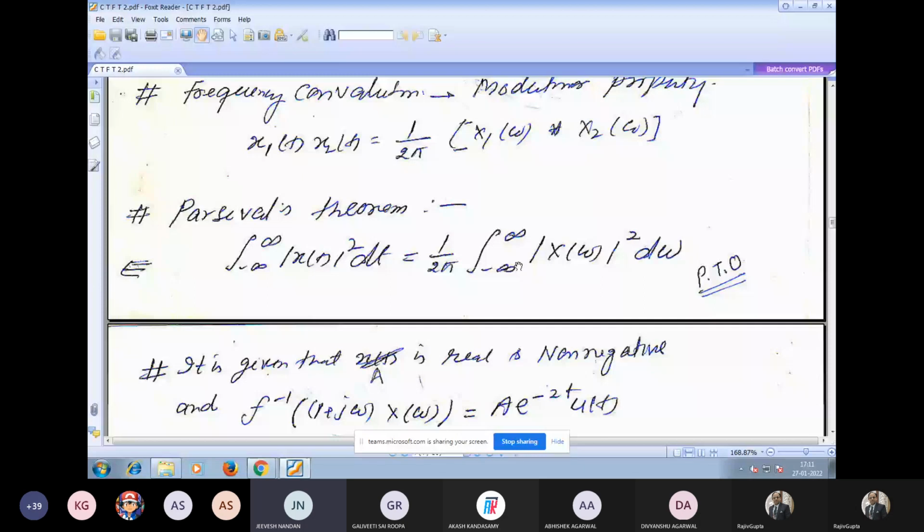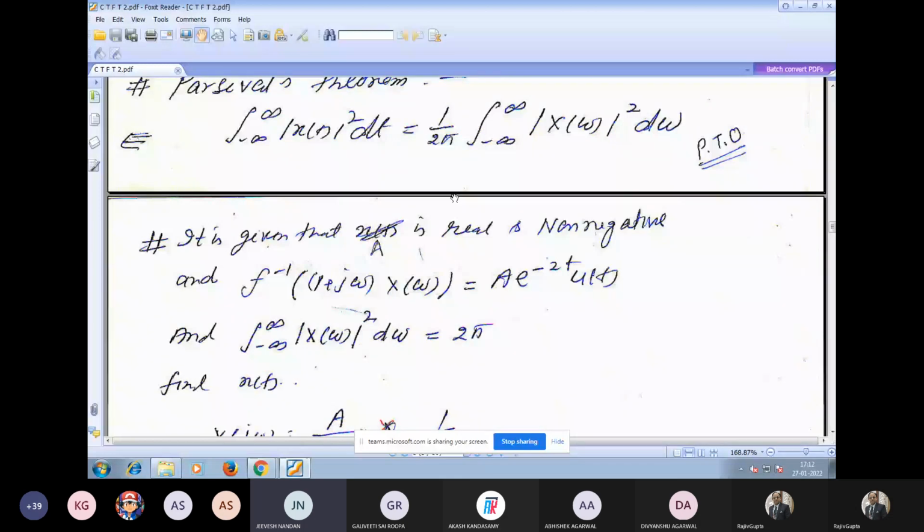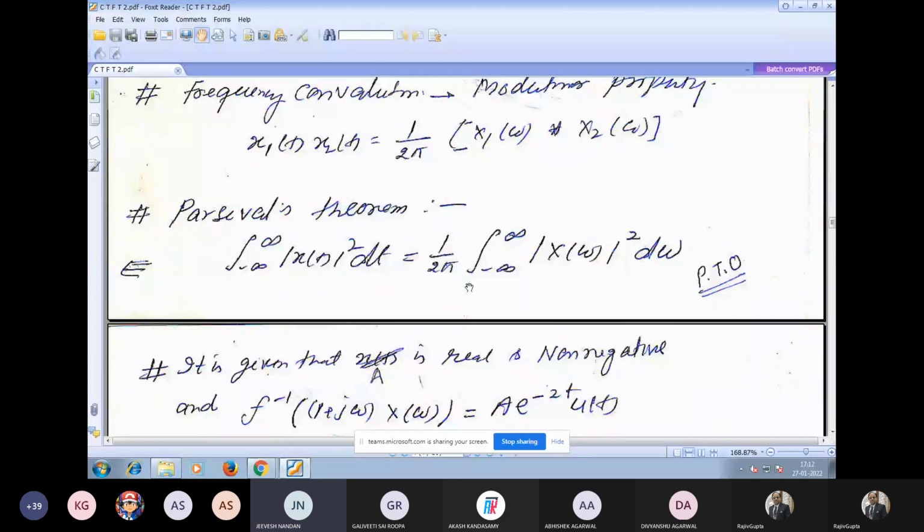because this will help you to find out the energy of a signal even if you do not know the signal. Once you know the Fourier transform, you will be able to calculate the energy of the signal. Whereas in the case of Fourier series coefficients, we actually calculate the overall average power of the signal.